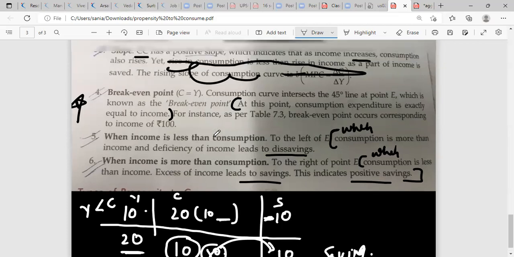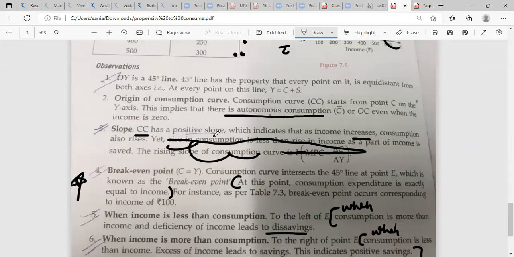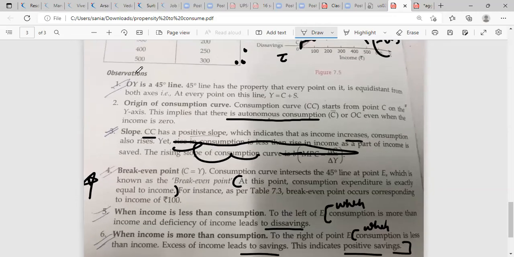Yes. Okay. So you can write this down. You can write observation and then this, then second, then third, then fourth, and then fifth and sixth.